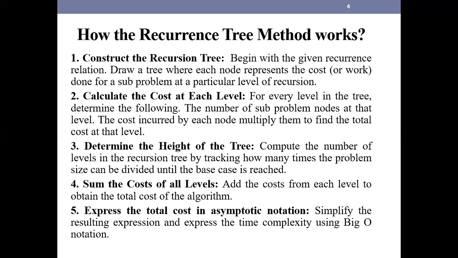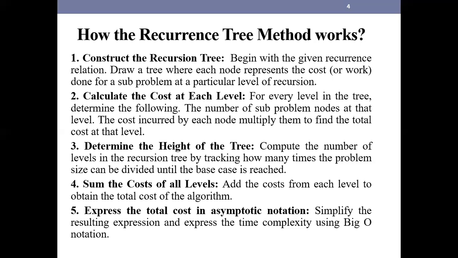So it is applicable for divide and conquer approach based algorithms. The second step is to calculate the cost at each level. For every level in the tree, determine the number of subproblem nodes at each level, and the cost taken by each node, multiplied to get the total cost at all the levels. That is calculating the cost at each level.